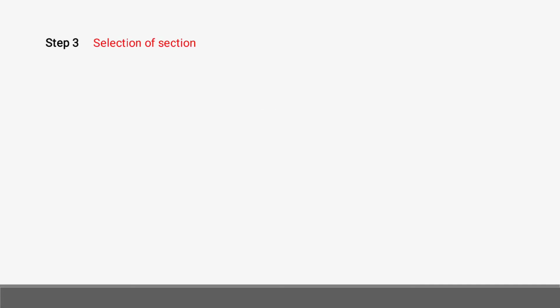So step number 3, selection of the section. First we have determined all the loads, shear forces and bending moments. But now we do the selection of the section. So how to find the section? First we take the economical depth of the section, L by 12. L is the span length. So 5 meters we convert into mm. So 5000 divided by 12 is equal to 416, so take 500 mm.